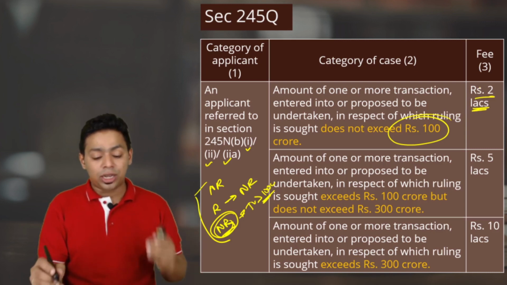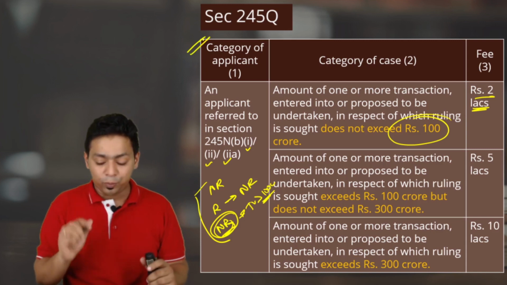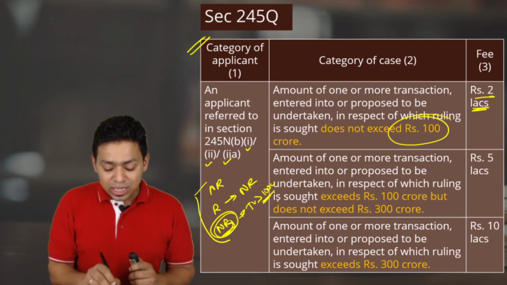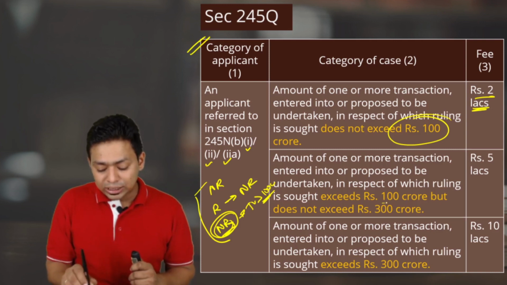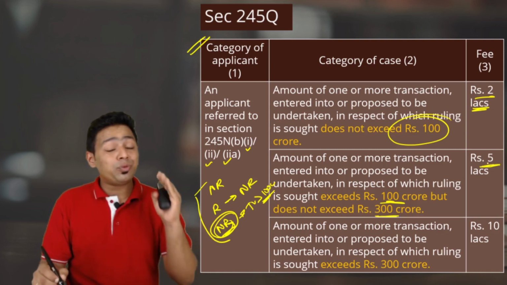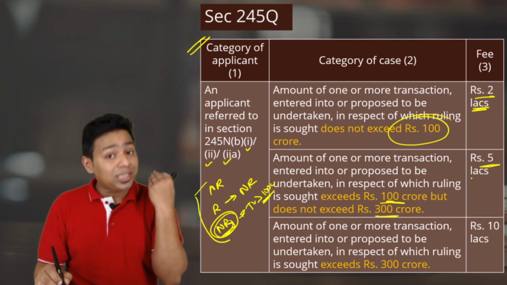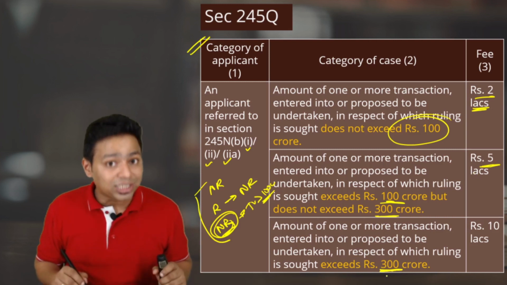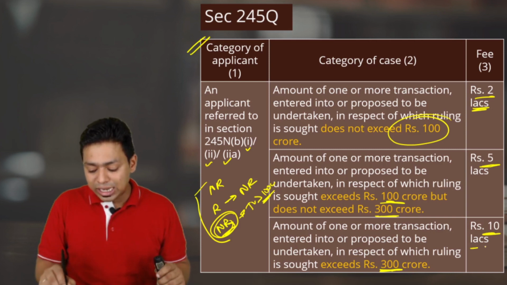Earlier it was 10,000. Now with the amendment, the fee is 2 lakh rupees. You have to remember this. A very good amount of fees we are charging. If the transaction value is going to exceed 100 crore but does not exceed 300 crore, 100 crore to 300 crore, then the fee will be 5 lakh rupees. Just the application fee. And if the transaction value in aggregate exceeds 300 crore, then the fee is 10 lakh.